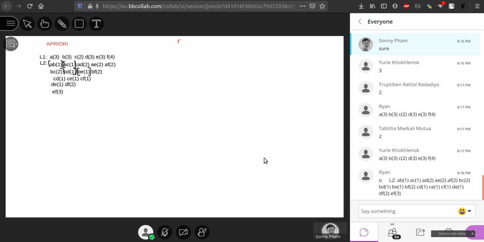What about level 3? What should we put here if we need to show the a priori algorithm? Okay. Now, let's start with A and AB first, right? So, do we have anything to do with AB?